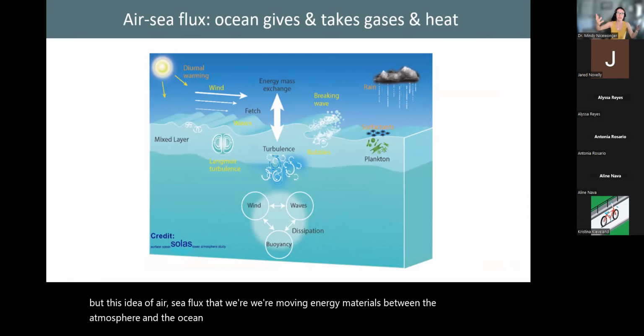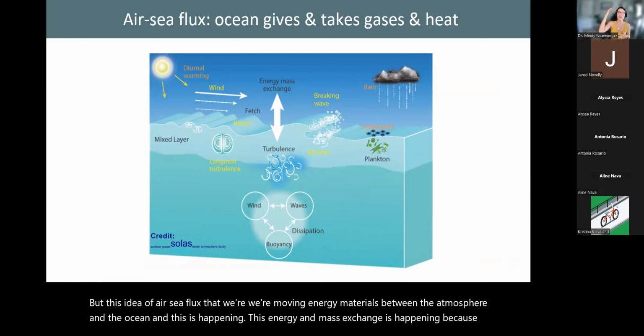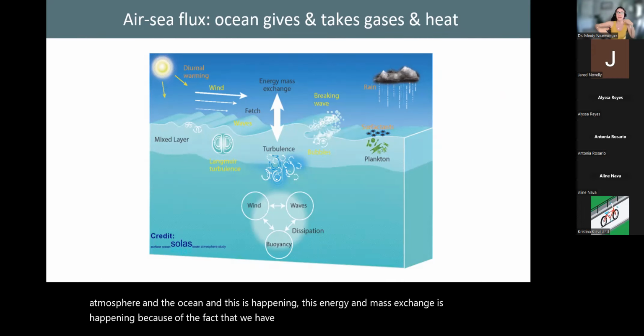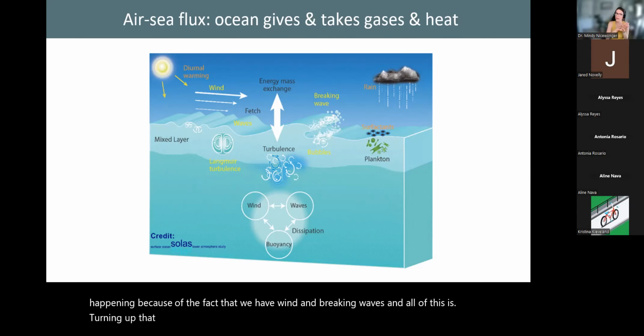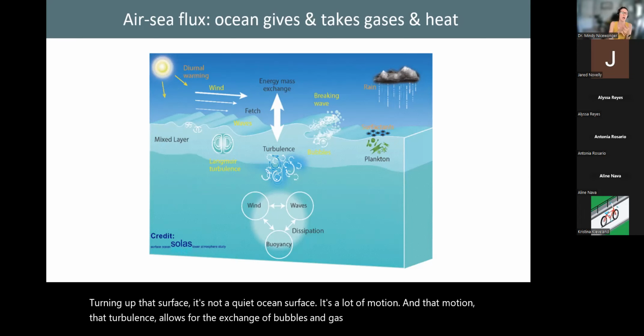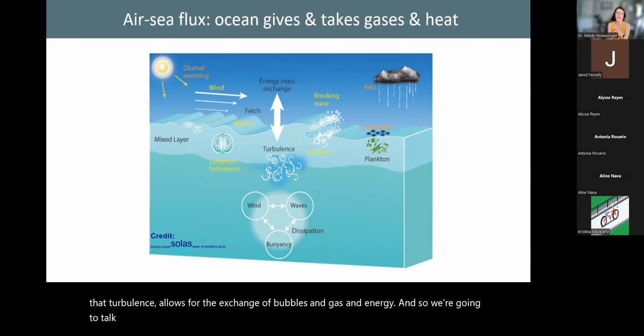And this energy and mass exchange is happening because we have wind and breaking waves, and all of this is churning up that surface. It's not a quiet ocean surface, it's a lot of motion. And that motion, that turbulence allows for the exchange of bubbles and gas and energy. And so we're going to talk a lot about that in a few weeks, but it's important for our climate because 70% of our Earth's surface is ocean.